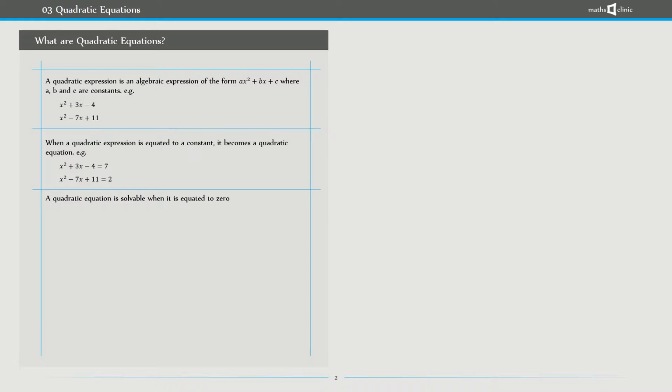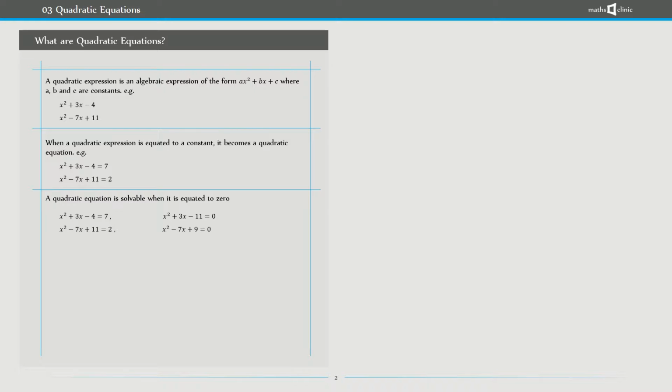Now, when a quadratic equation is equated to 0, it becomes solvable. For a quadratic equation to be solvable, it must be equated to 0. So anytime you're given a quadratic equation that isn't equated to 0, you basically move the constant from the right to the left. In this case you have x squared plus 3x minus 4 equals 7. If I move that 7 over to the left, it becomes minus 7, and what I have in the end is x squared plus 3x minus 11 equals 0.